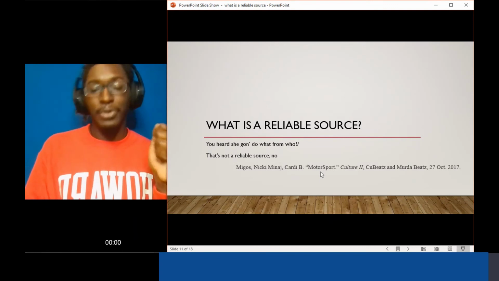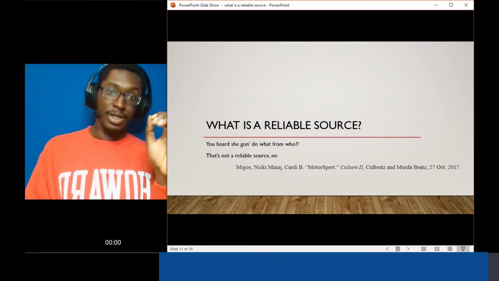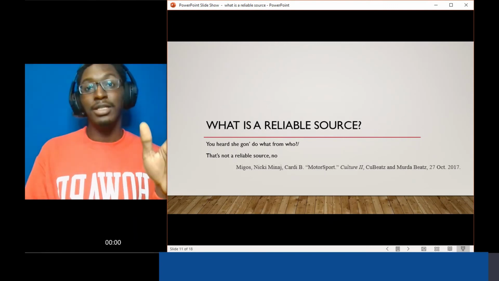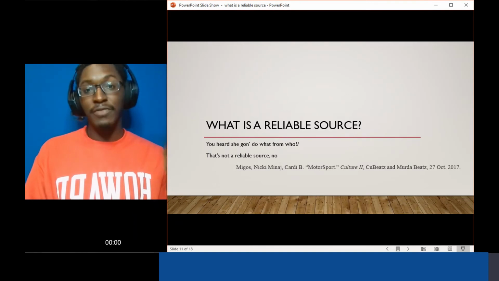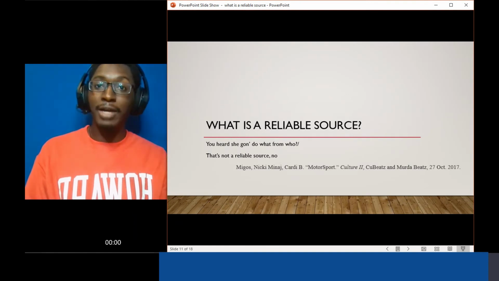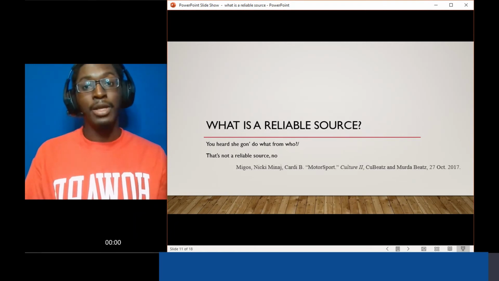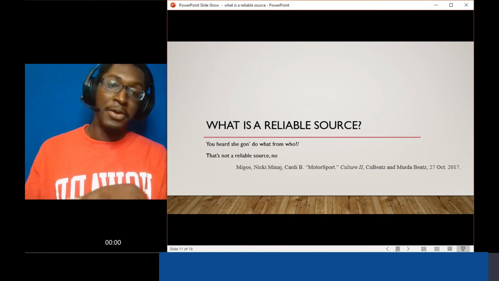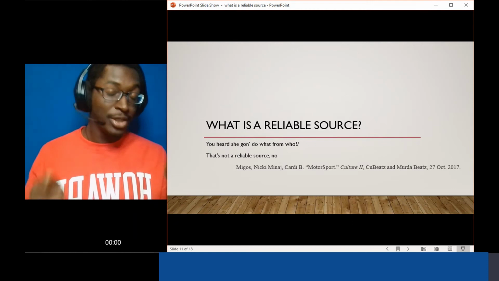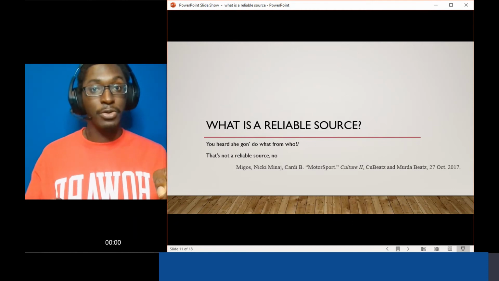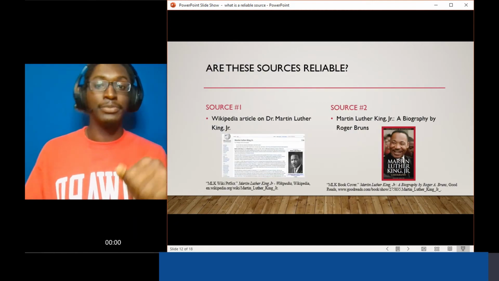We're talking about sources today. What is a reliable source? And I want you to pay attention because by the end of this lesson, you will be able to determine if a source is reliable or if it's unreliable. Now, this is important. Why? Because our papers are only as good as our sources. All right, now let's jump in.